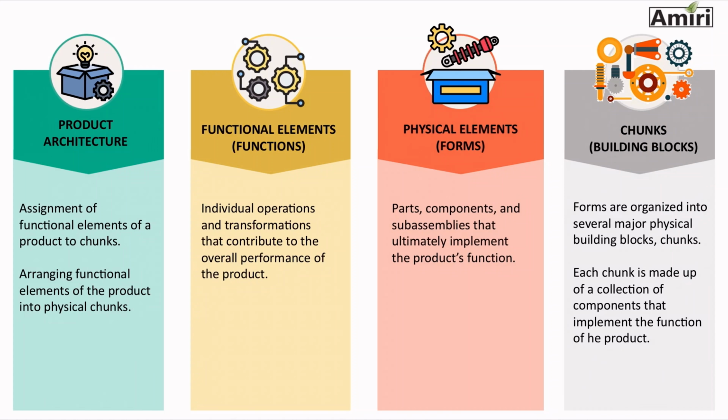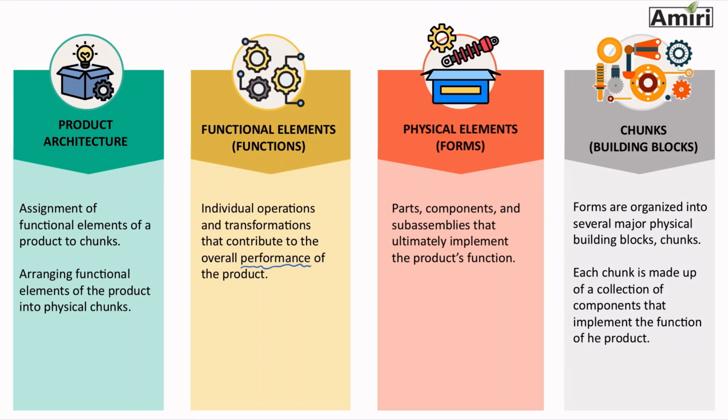But we'll define some of these terms that I've highlighted here now and talk about what they mean. So again, the first one is product architecture, which is you arranging functional elements into physical chunks. Functional elements are individual operations and transformations that contribute to the overall performance of the product. Remember, performance is the measure between behavior and function. Function is what you desire, what you want out of the system. Behavior is what the system actually does, and the difference between the two would be the performance.